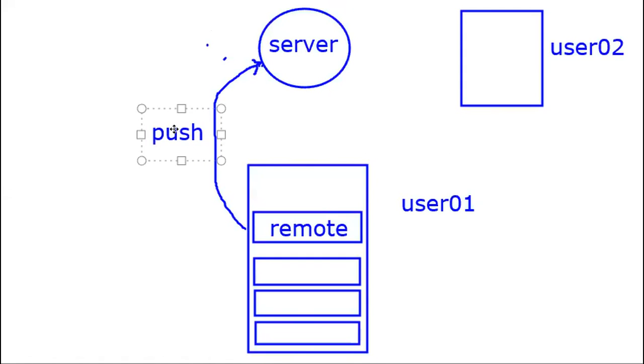So what is meant by push? Push means putting the files from my local machine to the server. Simple. Then an automatic synchronization of data will happen when you say git push. Data will come back automatically from here to here.